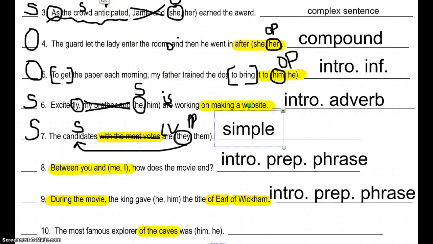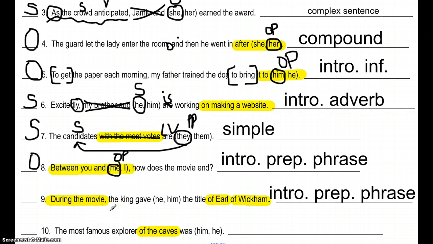Okay, between you and I or me. And again, we've already circled or highlighted this as a prepositional phrase. So I know that I have to pick an object pronoun because this is an object of a preposition. And me is an object pronoun. So that has to be the right answer.